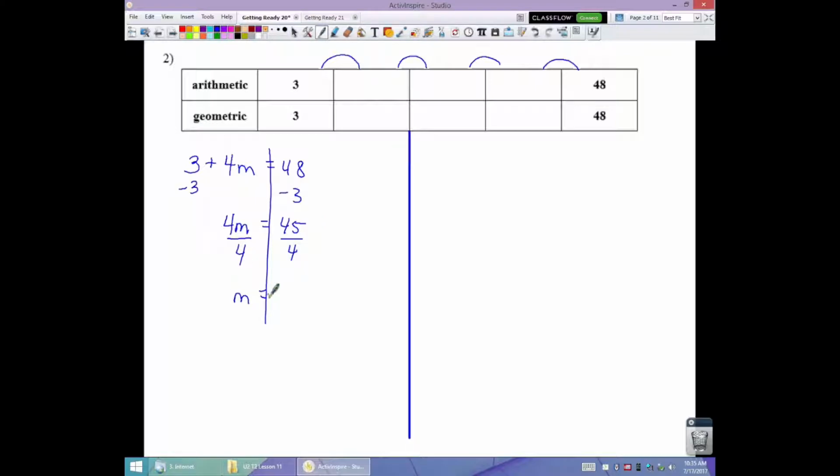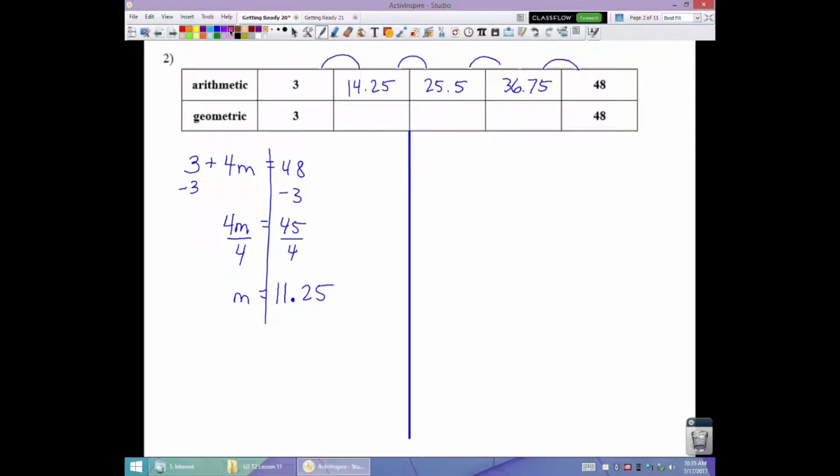Now, 4 does not go too nicely into 45, but it is a neat decimal, so you can use 11 and a quarter, 11.25. So if we add that here, that's 14 and a quarter. Add another 11 and a quarter, we're at 25 and a half. Another 11 and a quarter is 36.75. And finally, another 11 and a quarter does get us to 48.